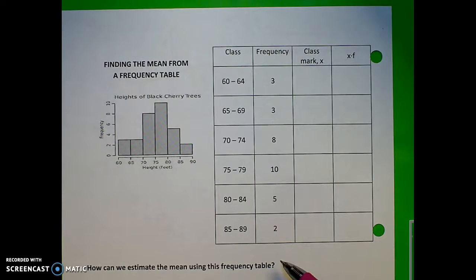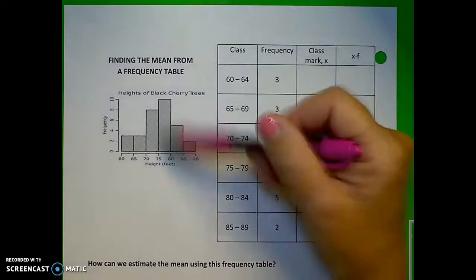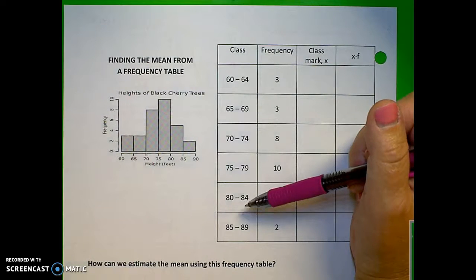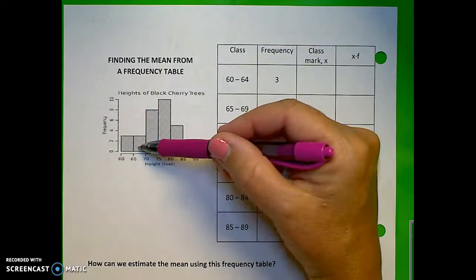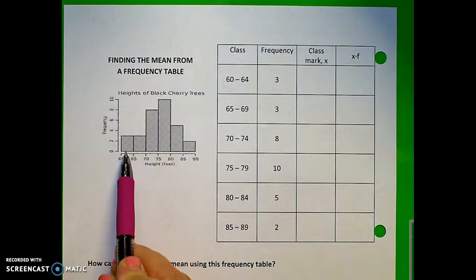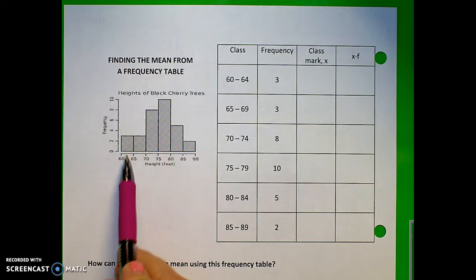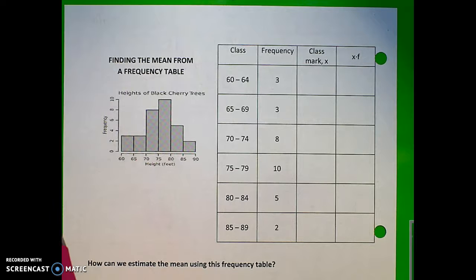Here's our frequency distribution of these heights of black cherry trees. Here's the thing. If we wanted the mean of this data set, we don't actually know the individual data values. Remember, say for example, this first bar, the values in here could be anywhere from 60 to say 64 feet in height. There's 3 data values in here, but I don't know exactly what those 3 are.